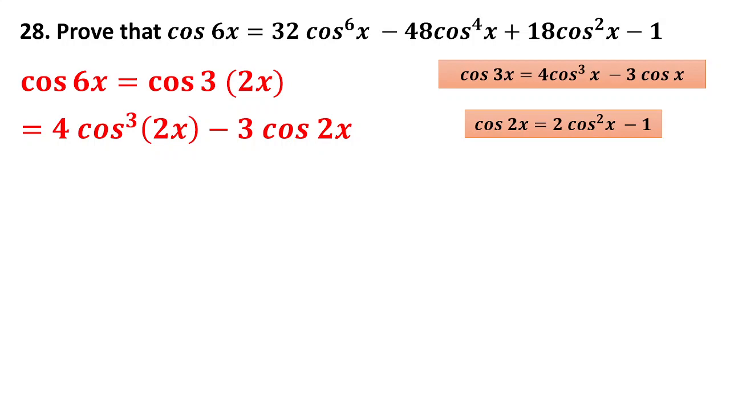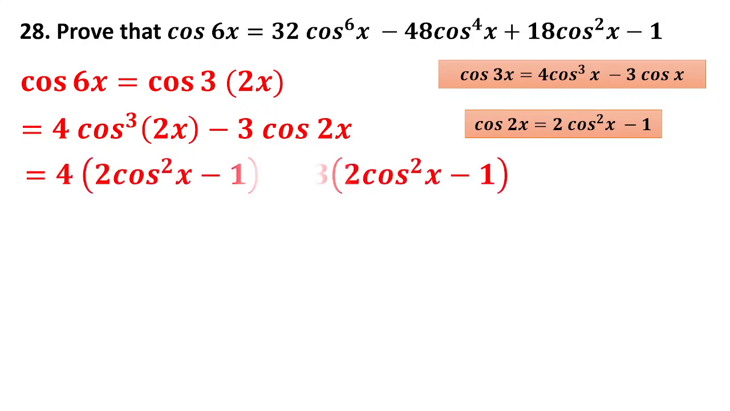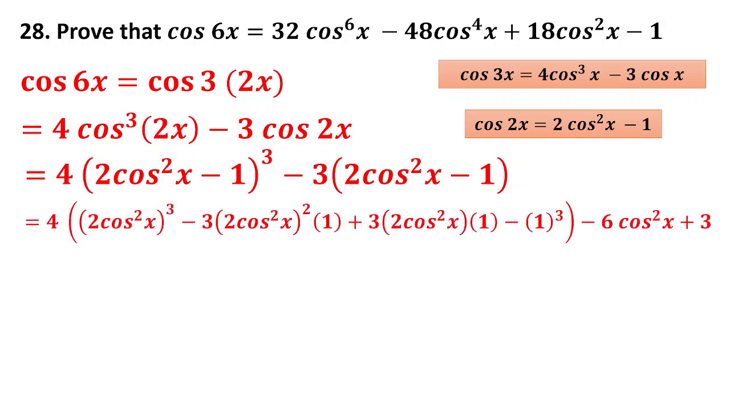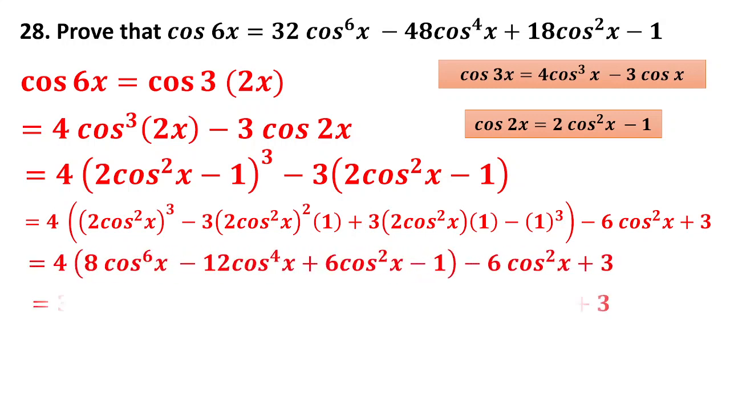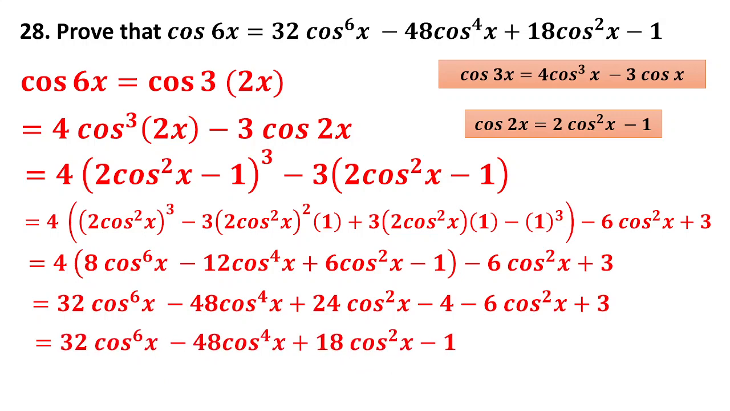Once again, let me use the formula for cos 2x here. It is 2 cos square x minus 1. So 4 times (2 cos square x minus 1) the whole cube minus 3 into (2 cos square x minus 1). Normal expansion, a minus b whole cube formula, and collecting all the terms together, you will get the final answer.